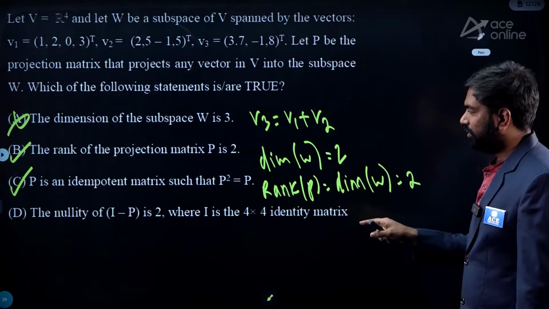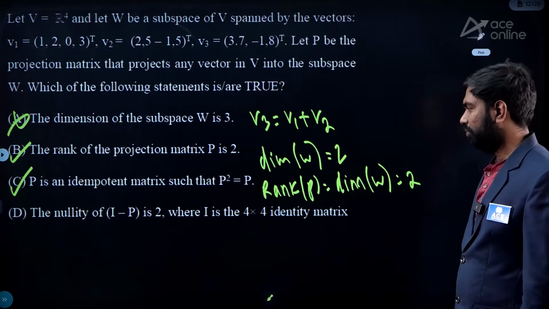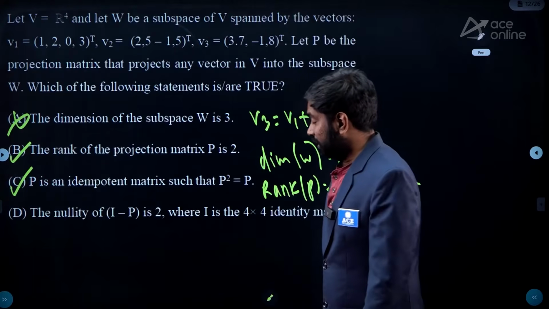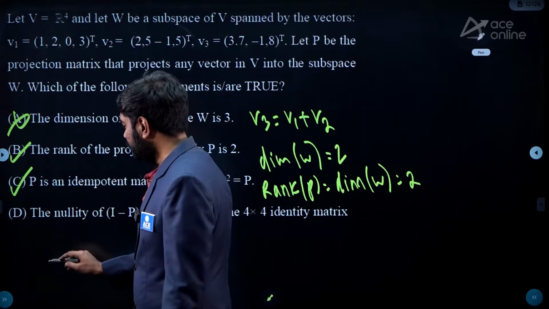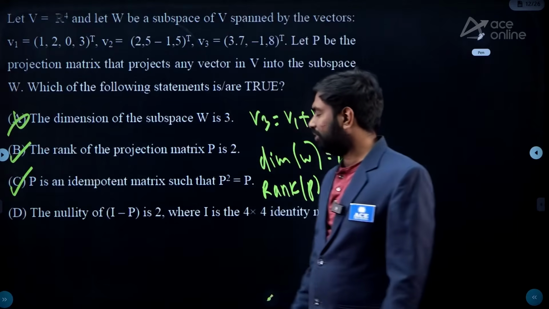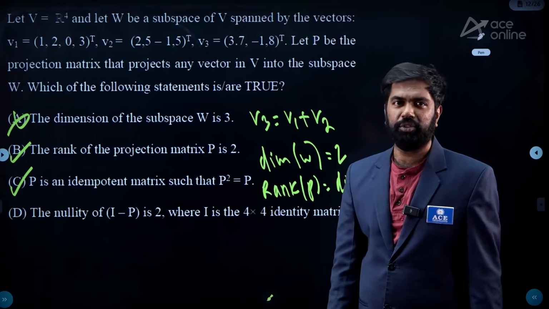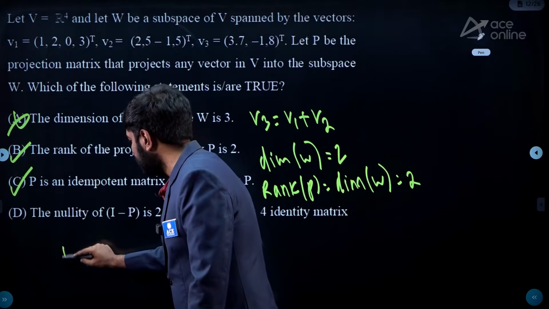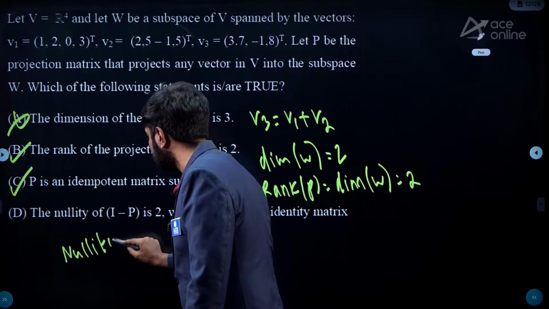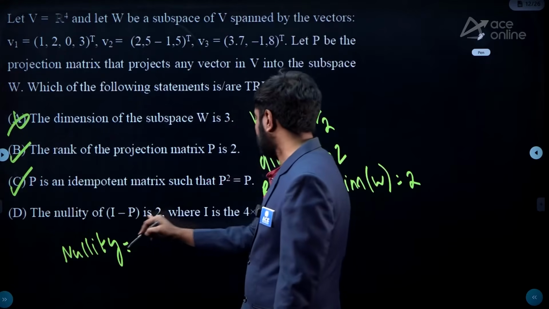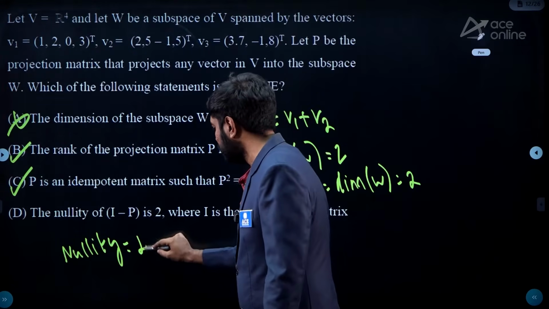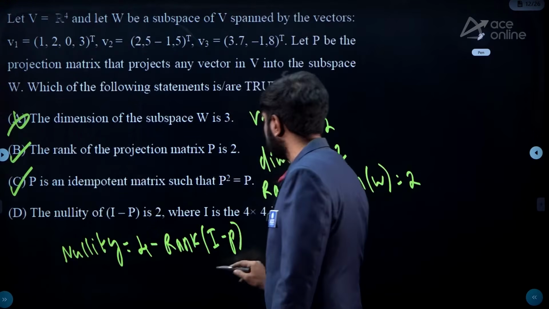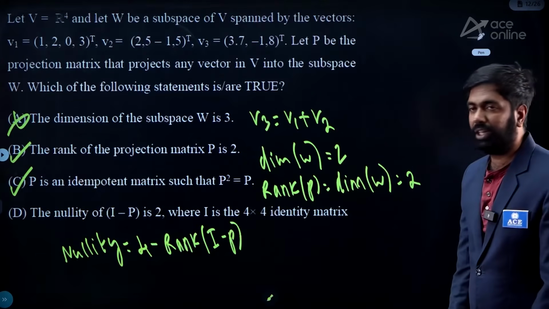The nullity of I minus P is 2, where I is the 4 cross 4 identity matrix. So they are asking you the nullity of I minus P. So very, very interesting. I can say the nullity of any matrix, I can see that its order is 4, so it is 4 minus rank of I minus P. So you have to find the rank of I minus P.